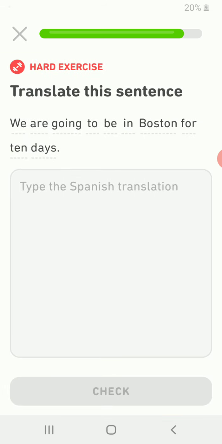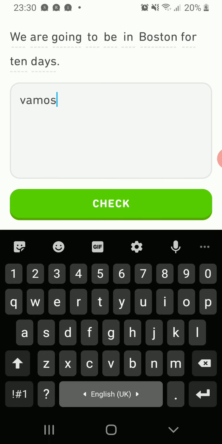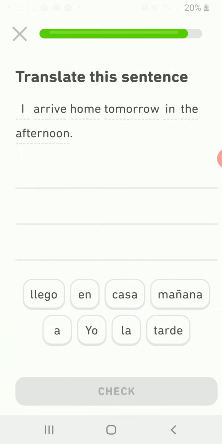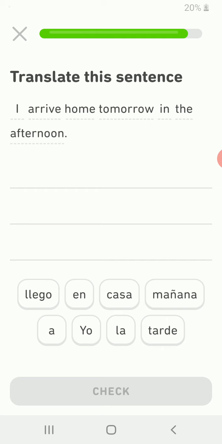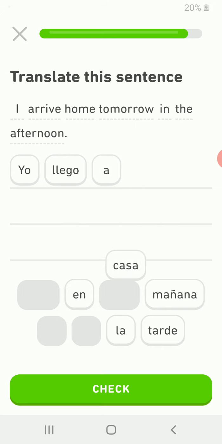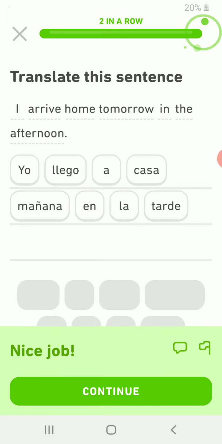Oh my gosh. We're going to be in Boston for 10 days. So, vamos a estar en Boston por 10 días. That's good. And I arrive home tomorrow in the afternoon. Yo llego a casa mañana en la tarde. Good.